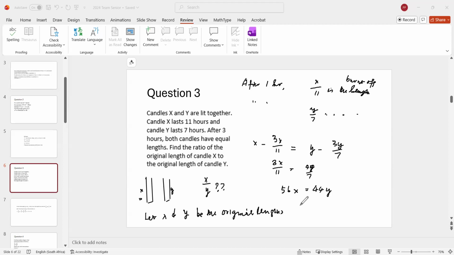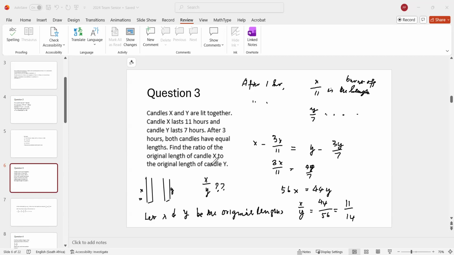That's 44y. And x over y. But be careful here. Sometimes people say x over y is 56 over 44. That's not true, because you're cross multiplying, you see. You'll have to have 56 at the bottom here to get 56x, and you have to get 44 at the top to get 44y. So it's not 56 over 44, but it's 44 over 56. Well, you can simplify this. 4's cancel, and you get 11 over 14. So this is the ratio, 11 over 14.